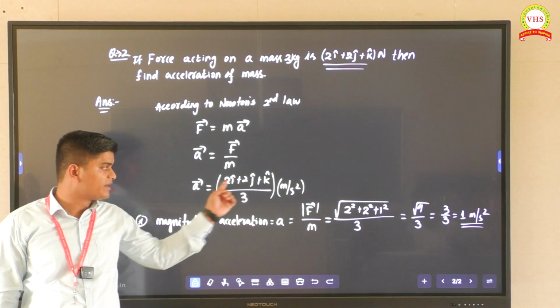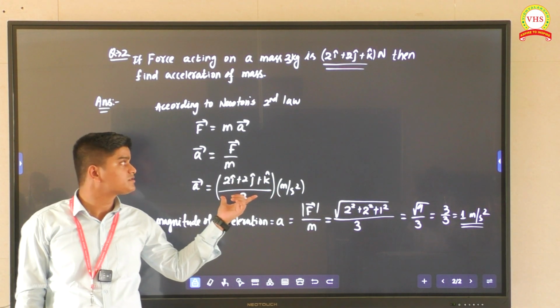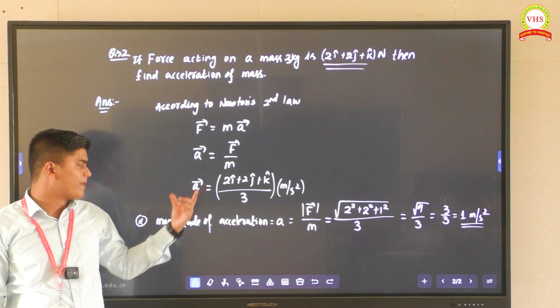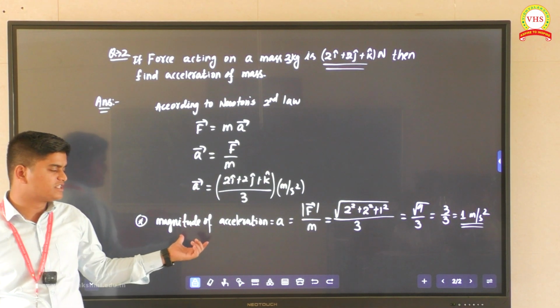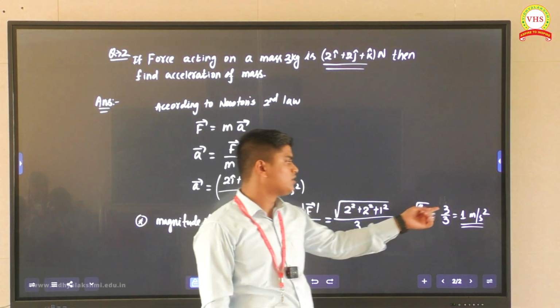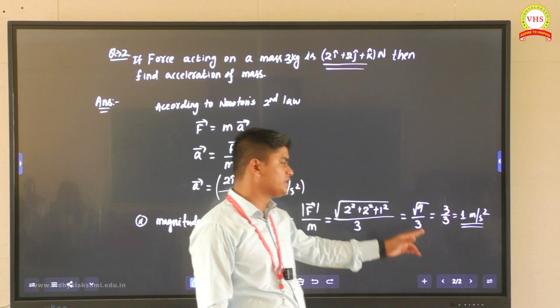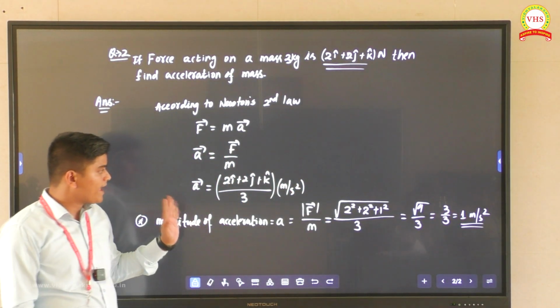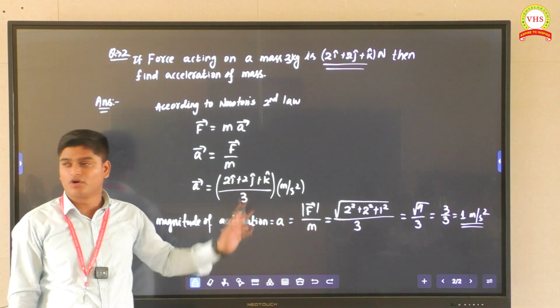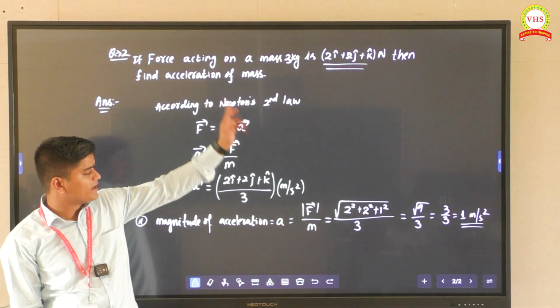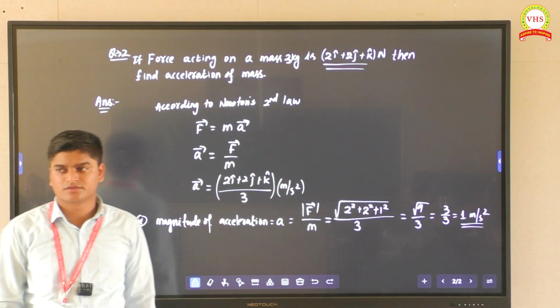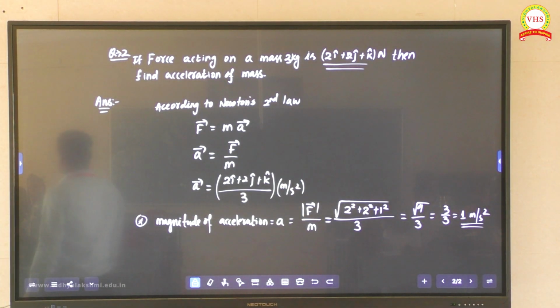But vector-wise it can be written like this. But if you want the magnitude, or any option is given like 1, 2, 3 meter per second square, then you can do it like this: F mod by m. So force is given, find the force magnitude. Clear? No doubt.